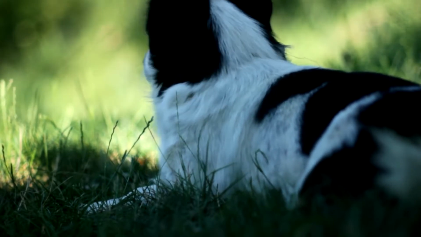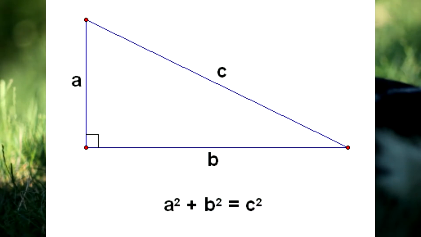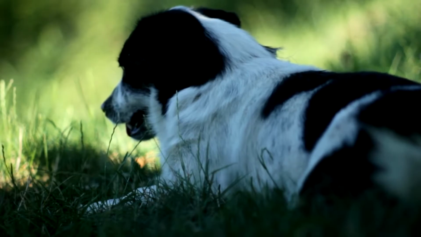So if you had a triangle, and you had the lengths of everything but the hypotenuse, then what you would do is you would take those two lengths, the two smaller sides, square them, and add them up. And that would give you c squared. Then you find the square root of said c squared, and then you get the length of c.